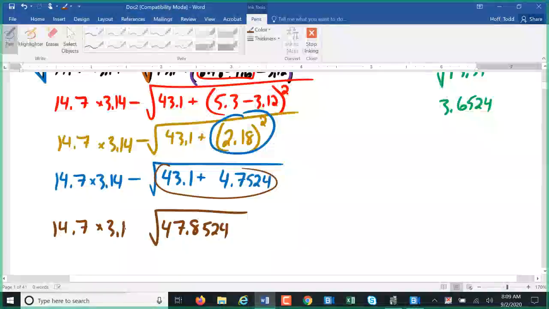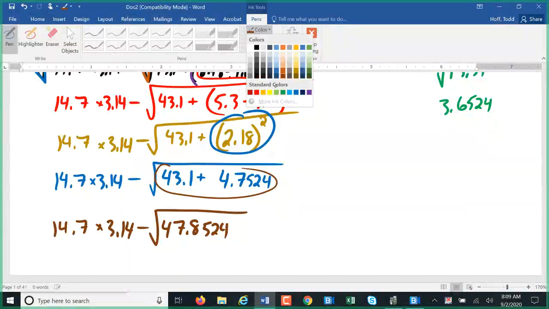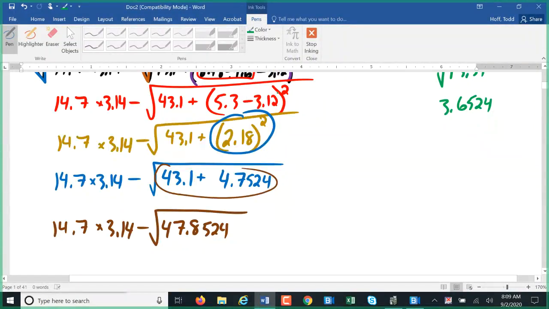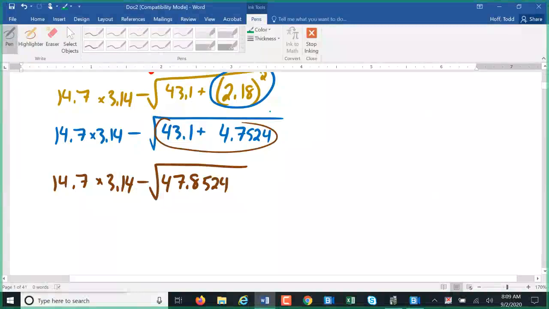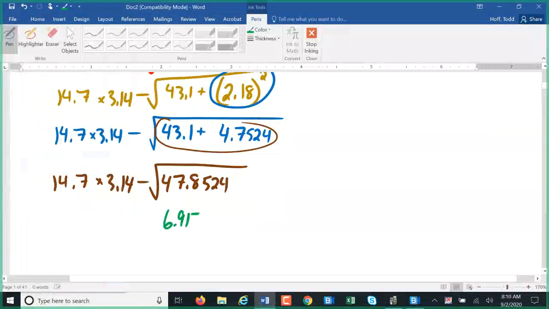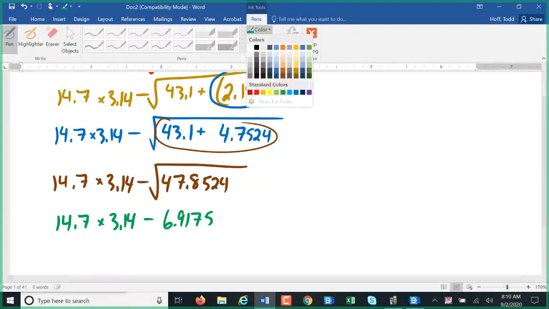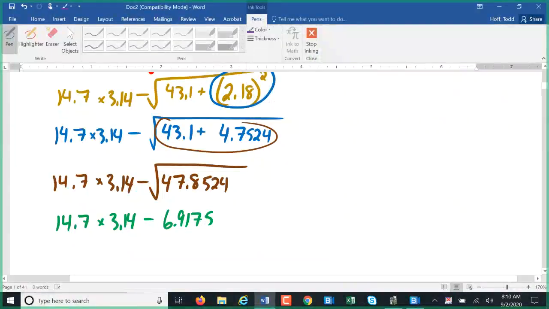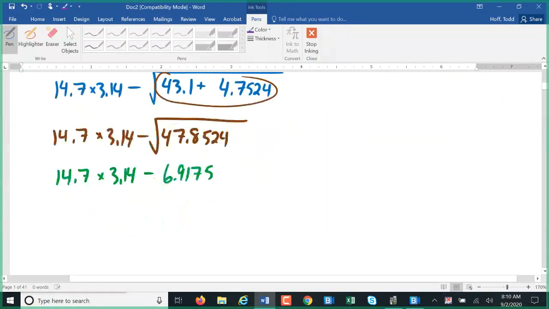Now I'm down to a single number inside the square root. I can get rid of the square root, but I actually have to do the square root. So the square root of 47.8524 is 6.9175. The square root is gone now. We're back to doing the rest of the problem. No more enclosing symbols, no more exponents.